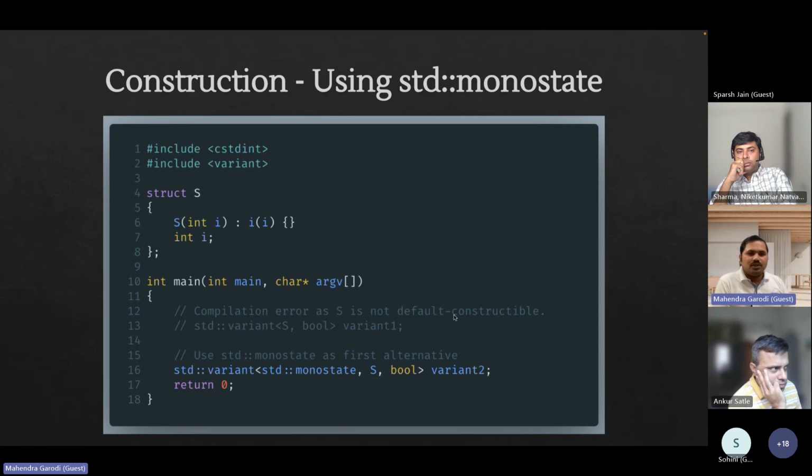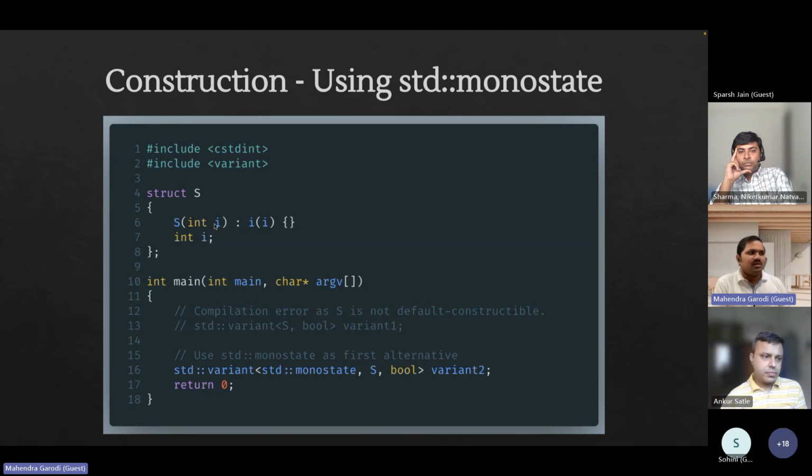So I was talking about what will happen if our first alternative type doesn't have a default constructor. When I say that, it means it needs to take some parameter to initialize it. In that case, you will not be able to do default initialization. For example, the syntax on line number 13 will give a compilation error because this struct which we want to initialize takes an integer as a parameter.